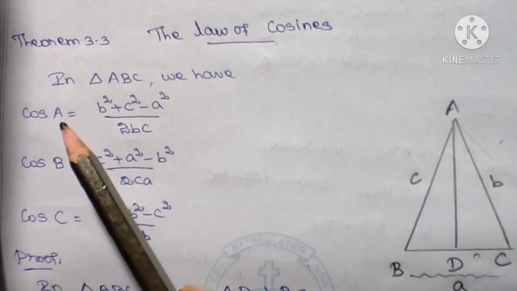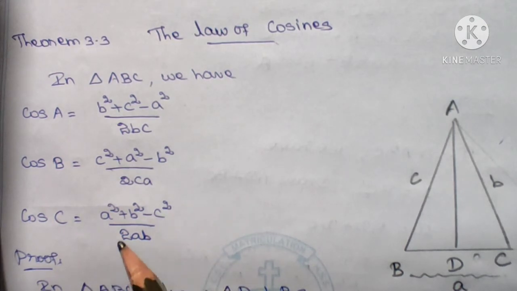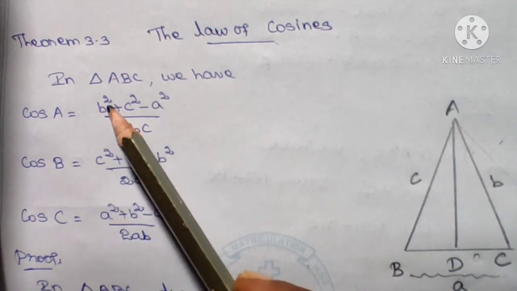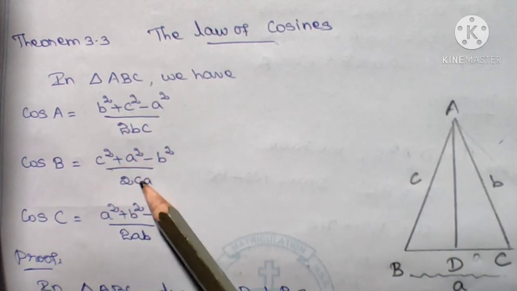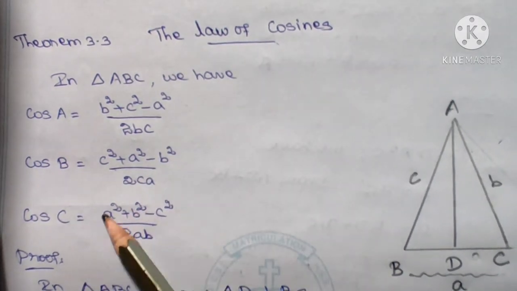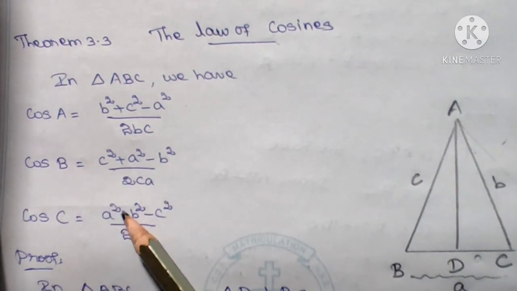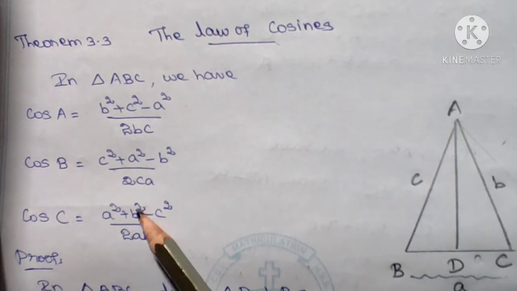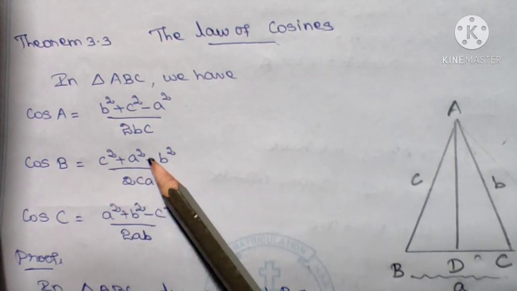Listen, for cos A, the minus term is a², for B it is minus b², for C it is minus c². Now the denominator: take b² + c² first, and in the denominator write the term bc. Here, ca. For cos C it is minus c², the remaining terms are written in positive sign, and the same terms are written in the denominator, a and b. What are the coefficients we use in the numerator? That numerator value is written in the denominator place, a, b. Study the statement.